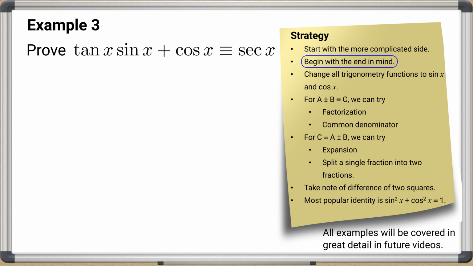Let's look at example 3. The left-hand side is more complicated than the right-hand side. We prove from the left-hand side to the right-hand side. We have secant x on the right-hand side. Secant x is equivalent to 1 over cosine x. During the proving process, if we get cosine x in the denominator, we are most likely on the right track.